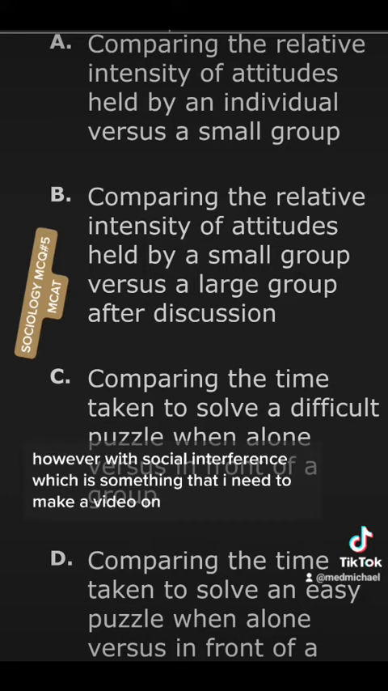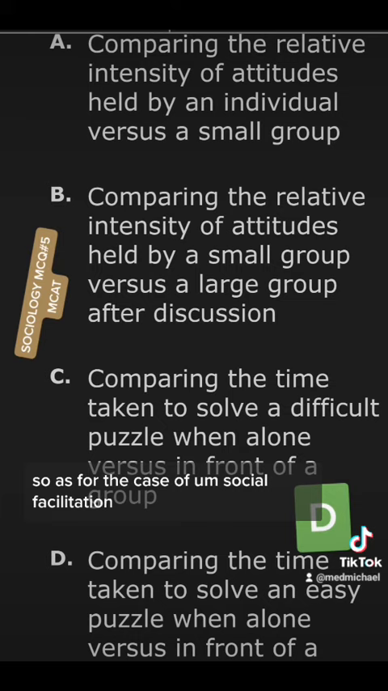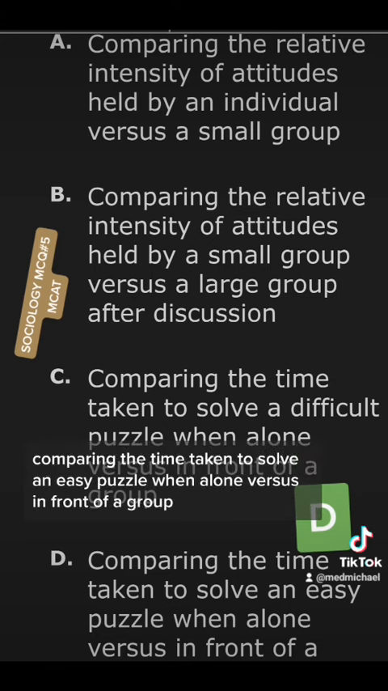However, with social interference, which is something that I need to make a video on, which some of you may not have learned yet, social interference is more so for difficult and harder tasks. So as for the case of social facilitation, solving an easy puzzle would fit that answer more, making the correct answer choice D, comparing the time taken to solve an easy puzzle when alone versus in front of a group.